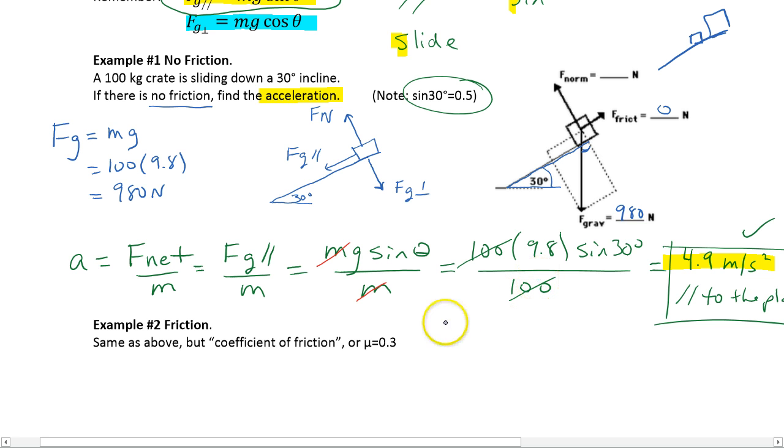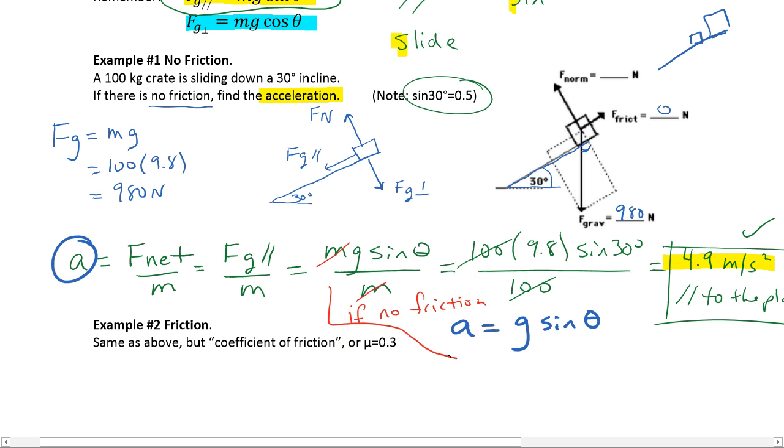So if it is frictionless, you can see that the acceleration is going to be equal to g times the sine of theta. So this is a shortcut that you can remember if there's no friction. That's a nice piece that came out of our first one. You see how it worked in this one. G is 9.8. Now the sine of 30 degrees is a half, so that's where the 4.9 came from.